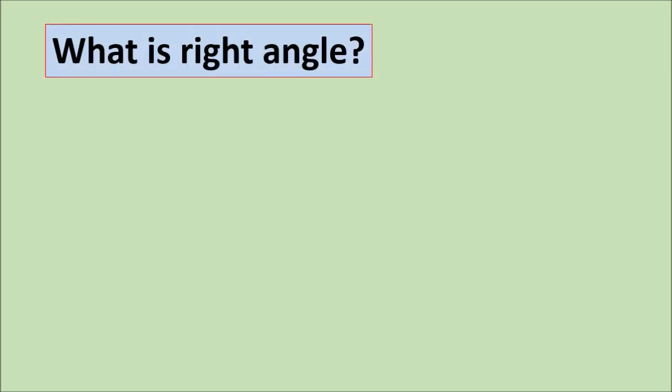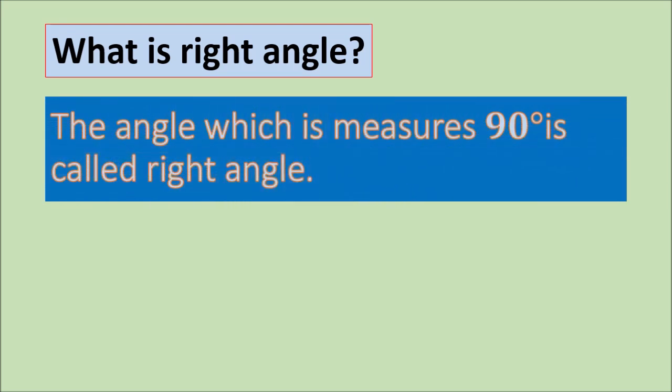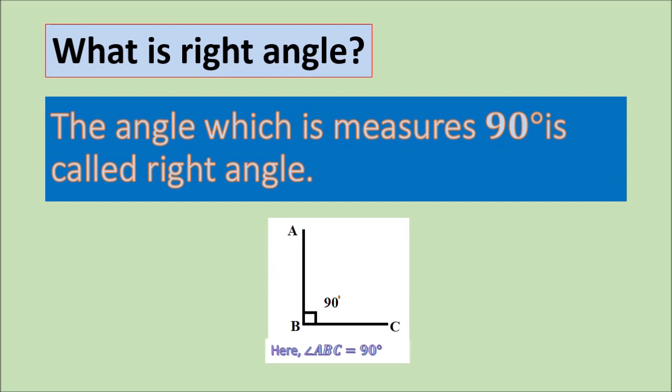Before Pythagoras theorem, we have to know something we learned already, but here we just revise again. That is, what is a right angle? We know that the angle which measures 90 degrees is called a right angle. Here is a diagram ABC, and that is 90 degrees. I think it is very well known to all.